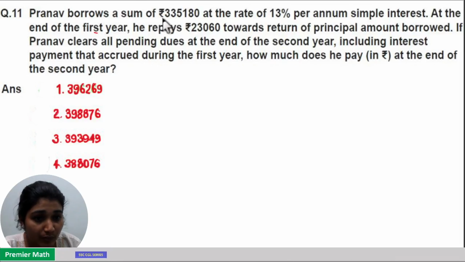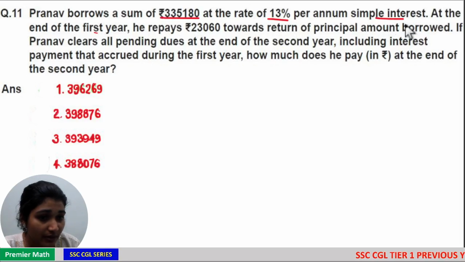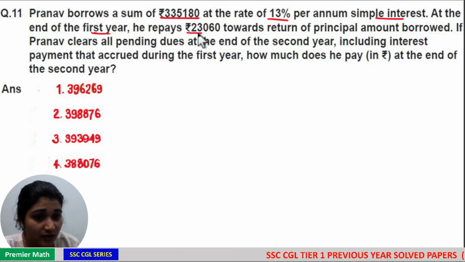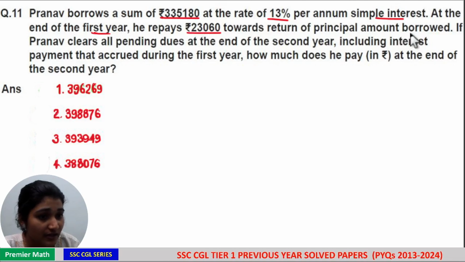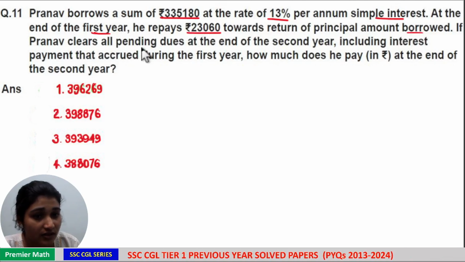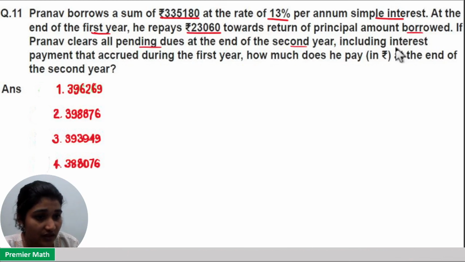Renault borrows a sum of 3,35,180 at the rate of 13% per annum simple interest. At the end of first year, he repays 23,060 towards return of principal amount borrowed. If Renault clears all pending dues at the end of second year, including interest payment that accrued during the first year, how much does he pay at the end of second year?